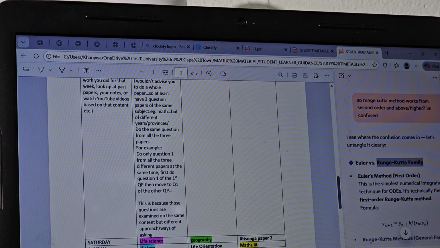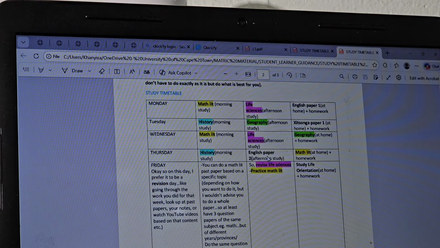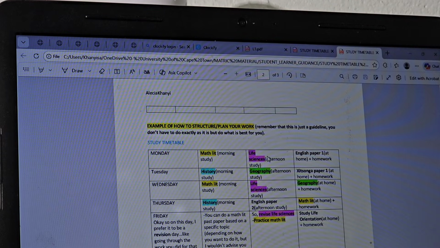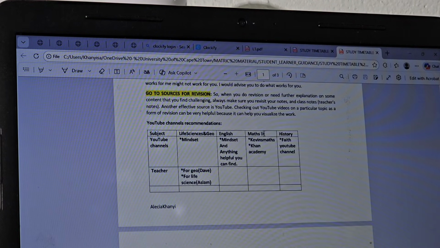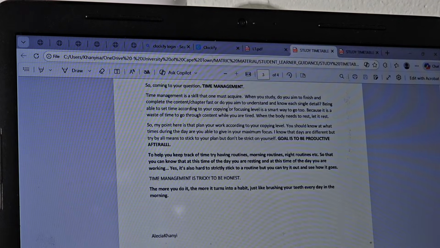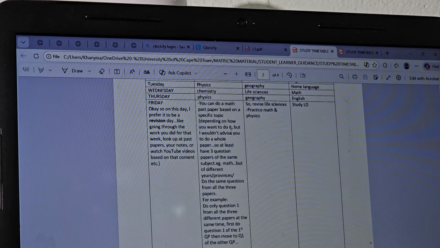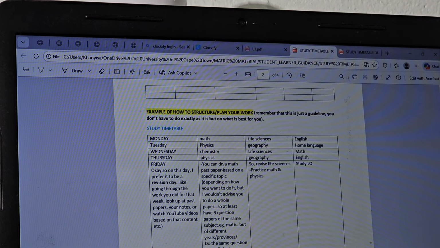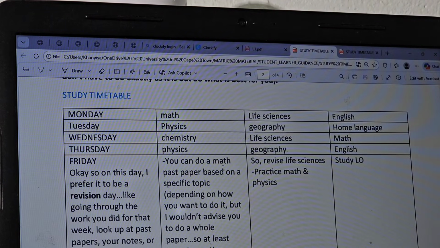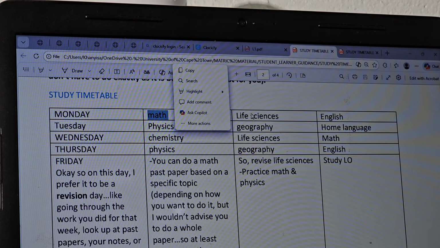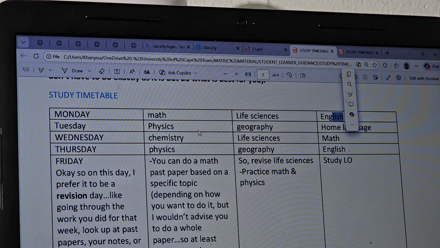Let me close this. Okay, this is a study timetable that I did for my sister. I think she's also into maths, and this one is also a similar approach. On Monday, you have maths, life sciences, and English. It's still the same structure.